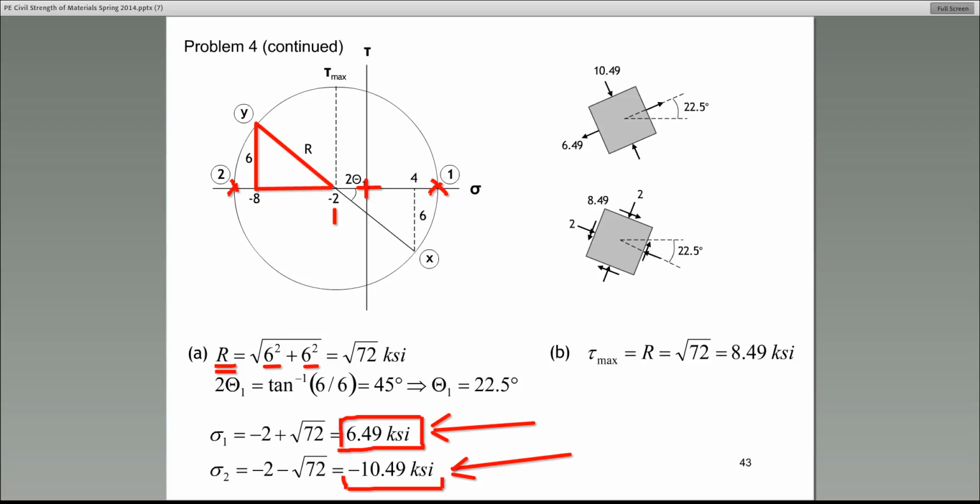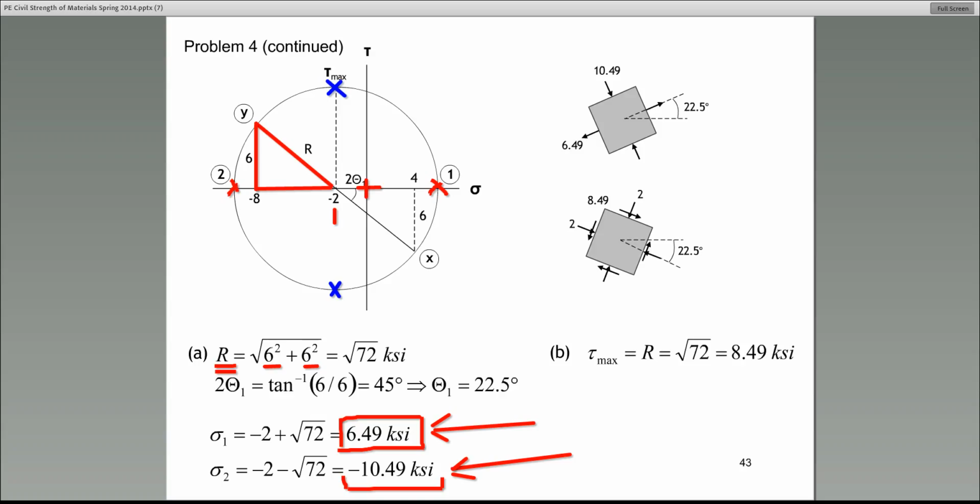What is the point on the circle that gives you the highest y value? And Matthew already answered that question. The point on the circle that has the highest y value would be this point or this point. Do you agree? It's the highest point on the circle that has the largest, the most maximum, if that's correct to say, value of the y. And y is the shear stress.